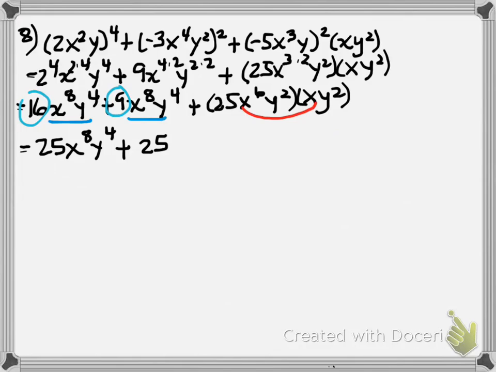I have x to the 6th times x for a total of x to the 7th. And then I'm going to go ahead and do y squared times y squared. I'm going to add those exponents, and 2 plus 2 is 4. And if you notice, I don't quite have everything that I need, so I'm going to leave the answer like that. I cannot combine anything more, and I am done.